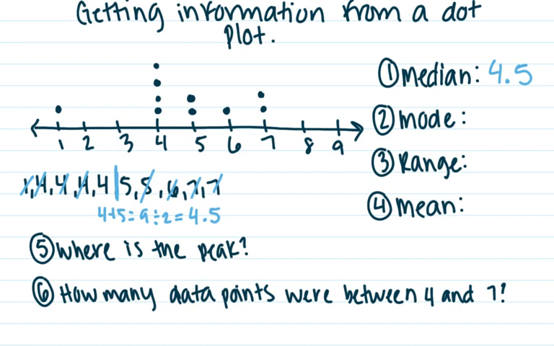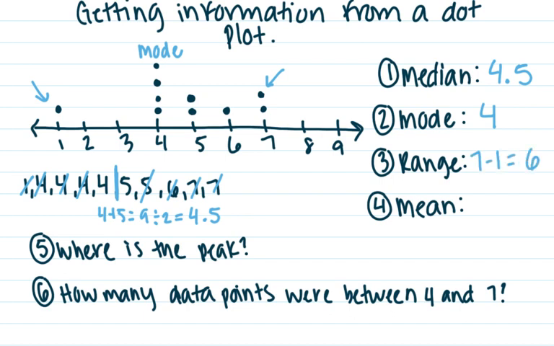The mode, of course, is going to be the easy one because it's the one that is there the most. It's going to be the tallest tower or the peak, and that is going to be 4. The range is going to be your highest dot, which is at 7, and your lowest dot, which is at 1. Remember, so that's going to be 7 minus 1, which is 6.